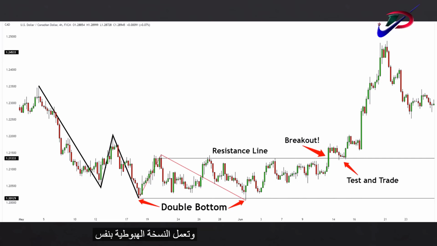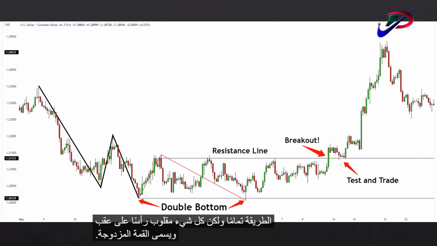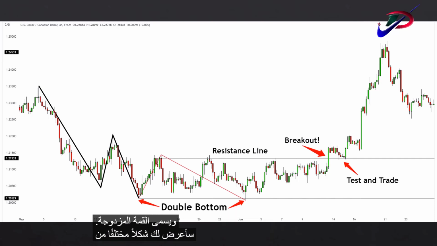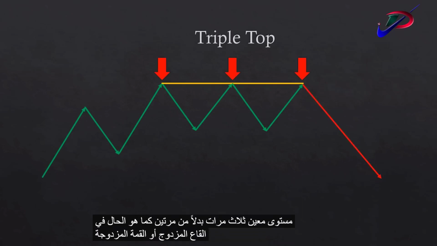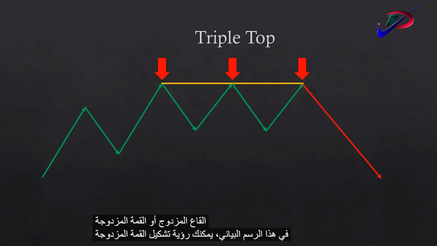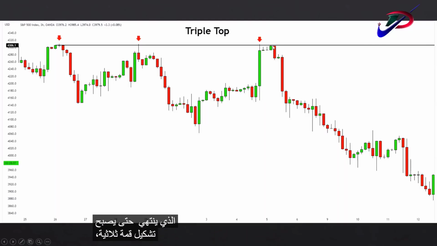The double bottom is a bullish reversal pattern. The bearish version works in the exact same way, but everything is upside down, and it's called a double top. Let me show you a variation of the double top called triple top, which is the same pattern, but price attempts to surpass a certain level 3 times instead of 2 like in the double bottom or double top. In this chart, you can see a double top formation that ends up becoming a triple top formation.